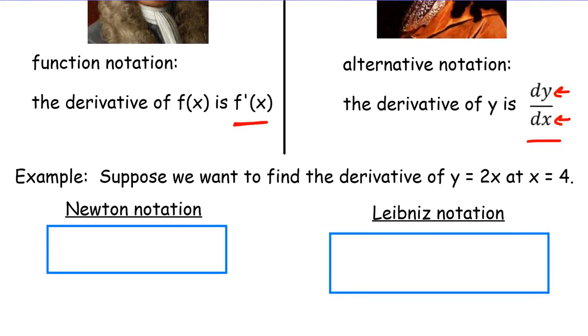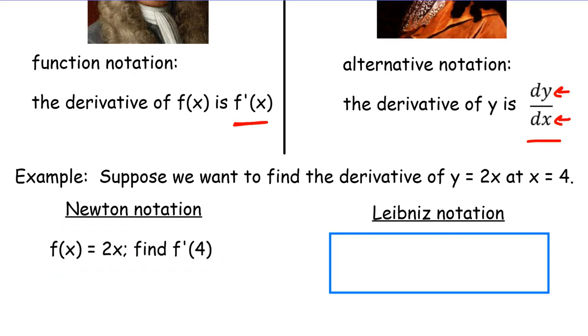So let's say we have this problem. Find the derivative of y equals 2x at the point x equals 4. Okay, so what would Newton do? Well, Newton would probably call it f of x equals 2x as opposed to y equals 2x, and then we can describe the derivative as f prime of 4.